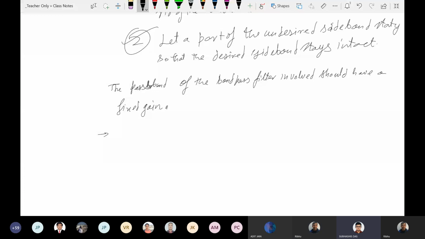So does current communication employ the first choice or the second choice? The current communication doesn't even bother about AM.